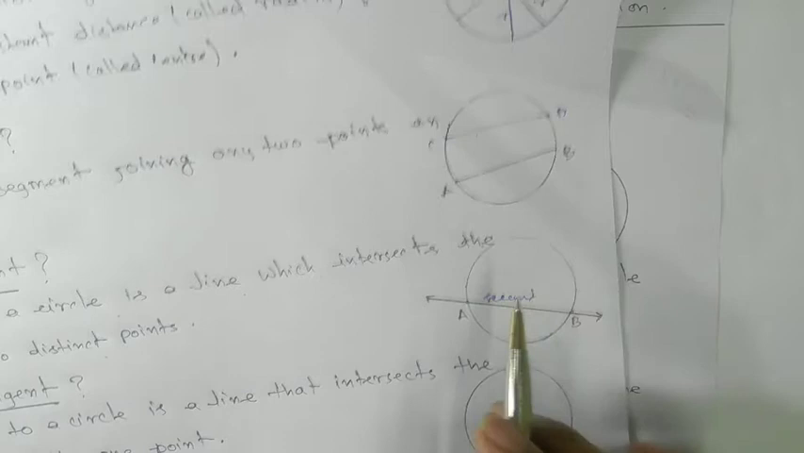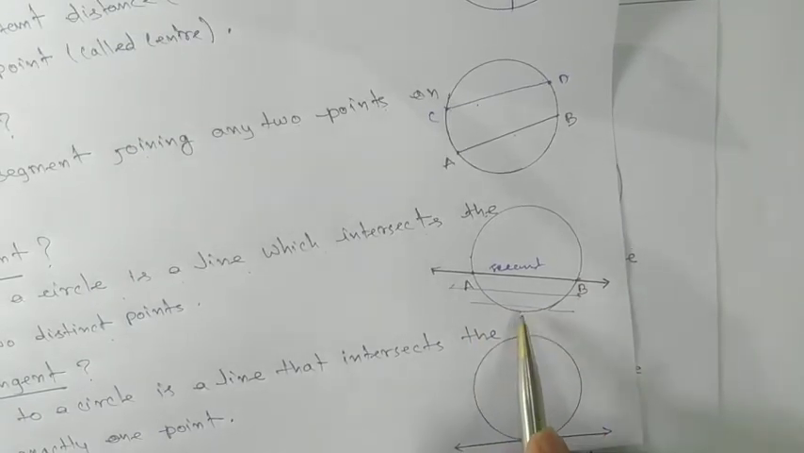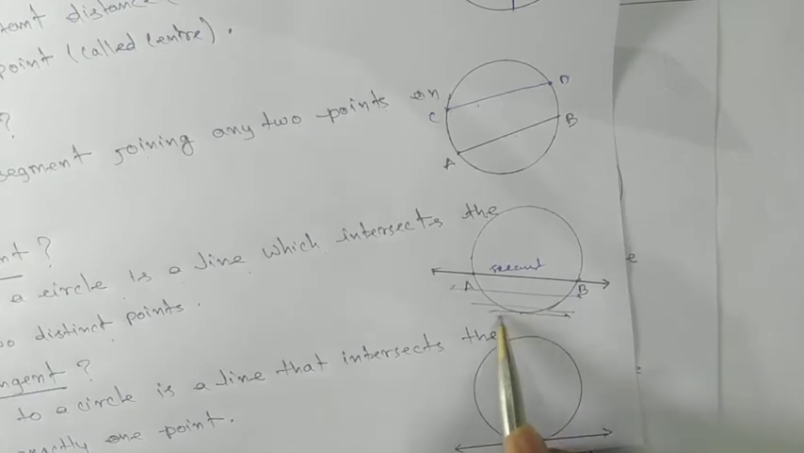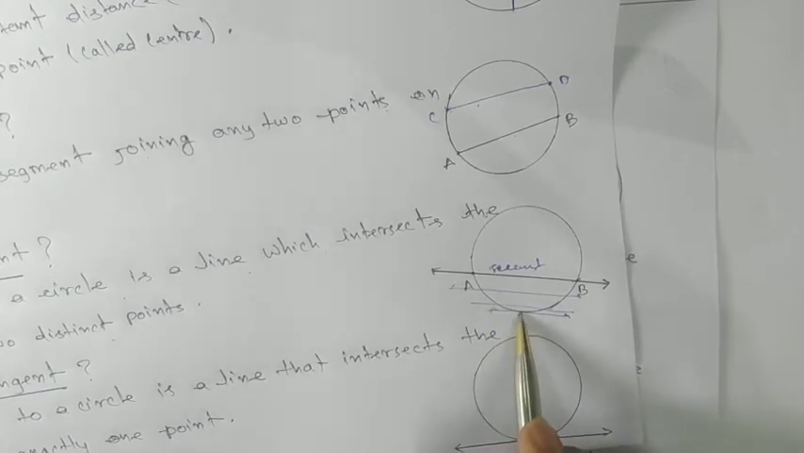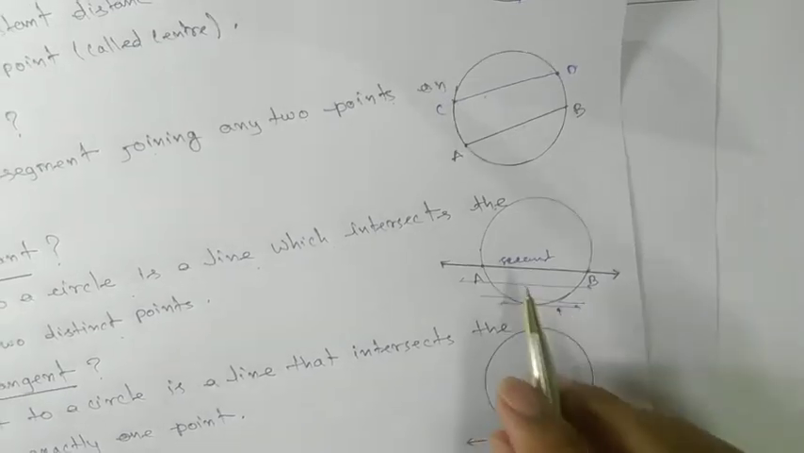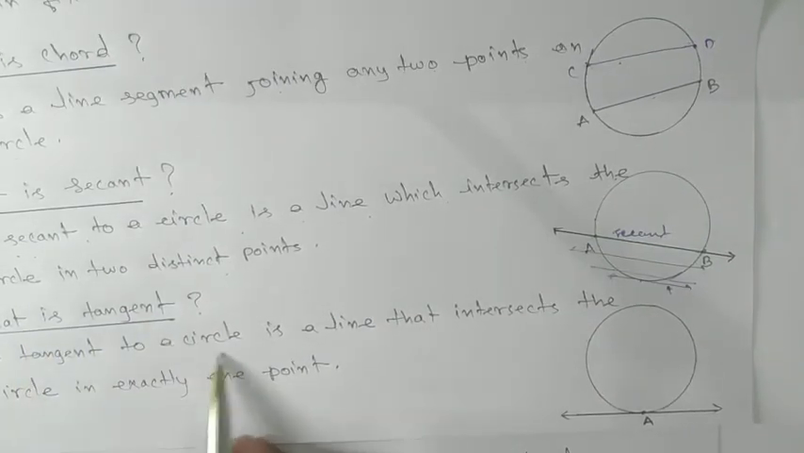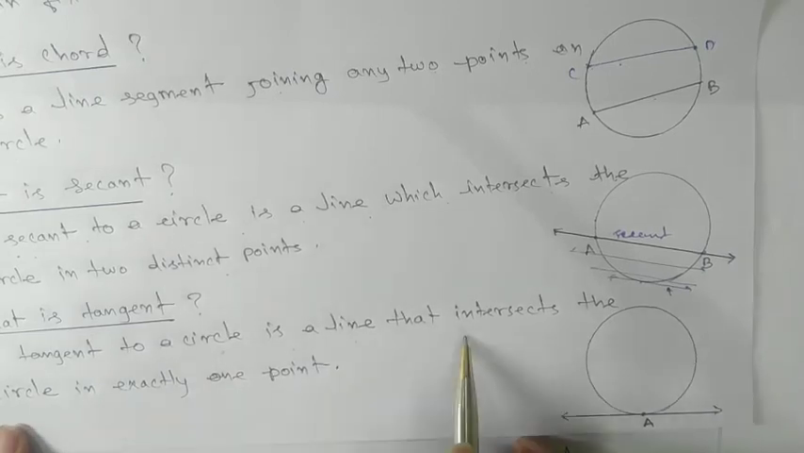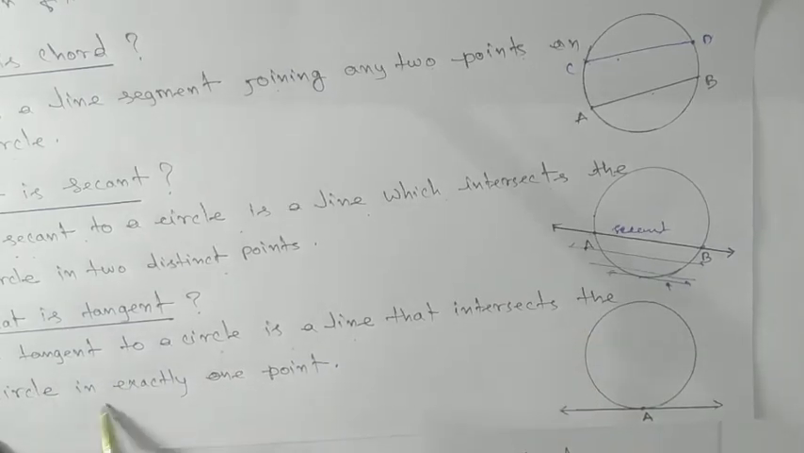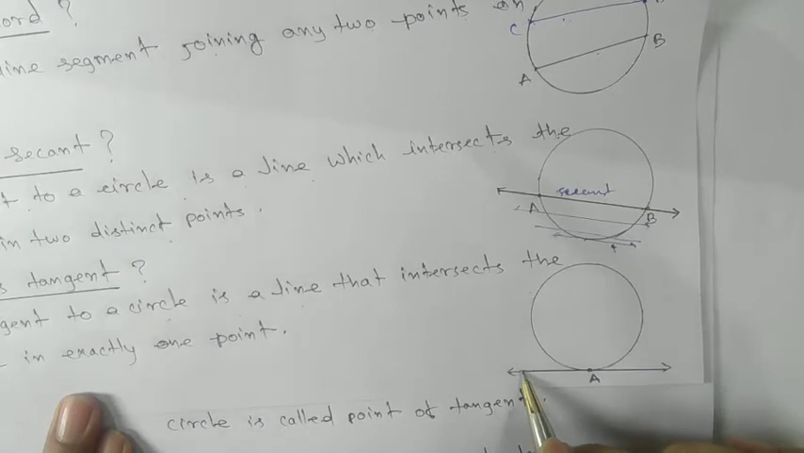Now if you draw this way, at the end you get a point through which a line passes, and this special line has a special name. It's called a tangent. So what is a tangent? A tangent to a circle is a line that intersects the circle in exactly 1 point. See here, exactly 1 point is touching. Then this line has a name, tangent to a circle.